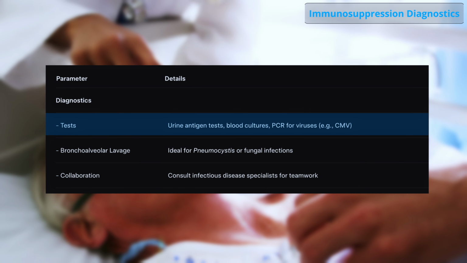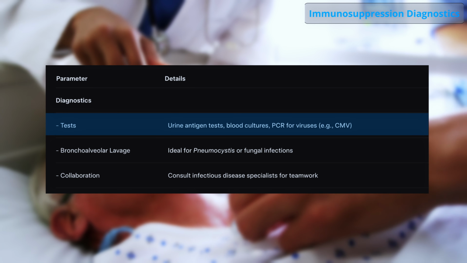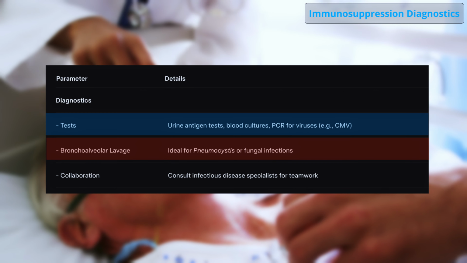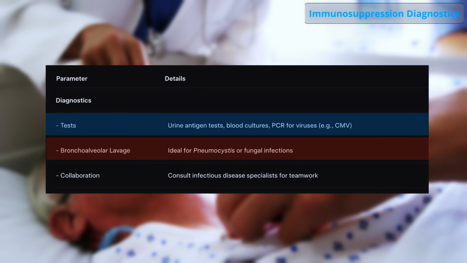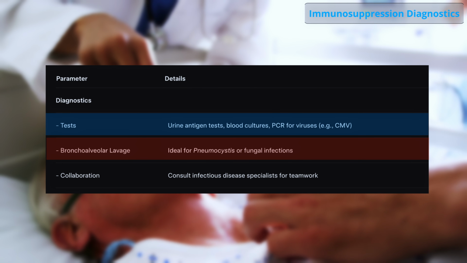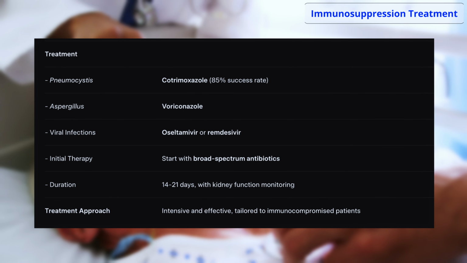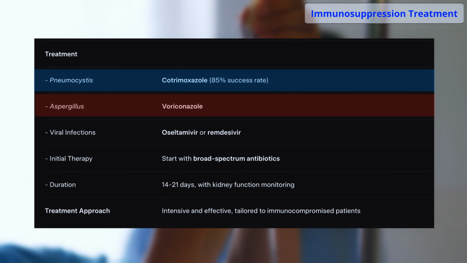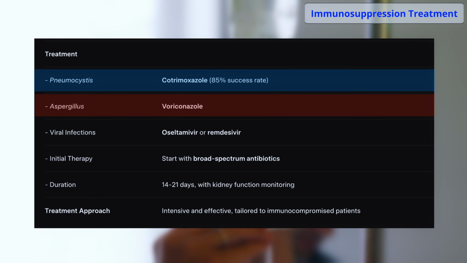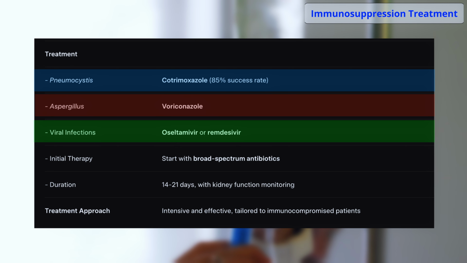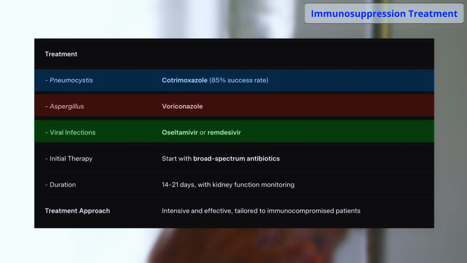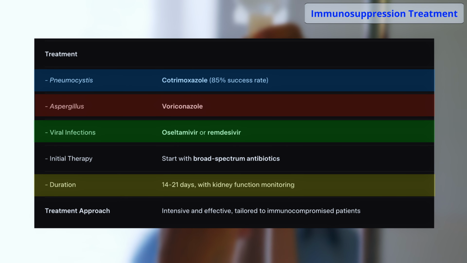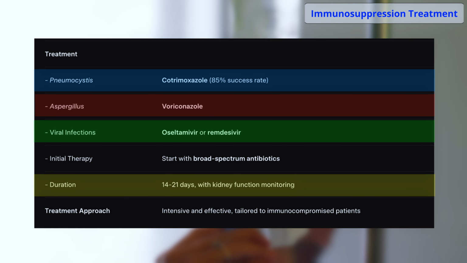Use urine antigen tests, blood cultures, and PCR for viruses like CMV. BAL, or bronchoalveolar lavage, is ideal for pneumocystis or fungi. Teamwork is the key here. Consult infectious disease specialists. For those patients, cotrimoxazole for pneumocystis has an 85% success rate, and voriconazole works for aspergillus. Viruses are treated with oseltamivir or remdesivir, and we start with broad-spectrum antibiotics. Therapy lasts 14 to 21 days, monitoring kidney function, which is very important and crucial.